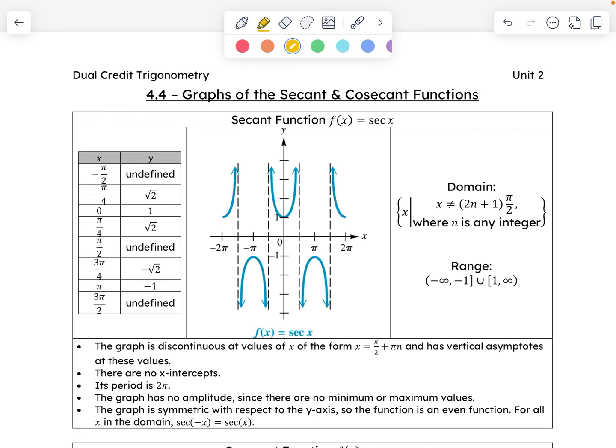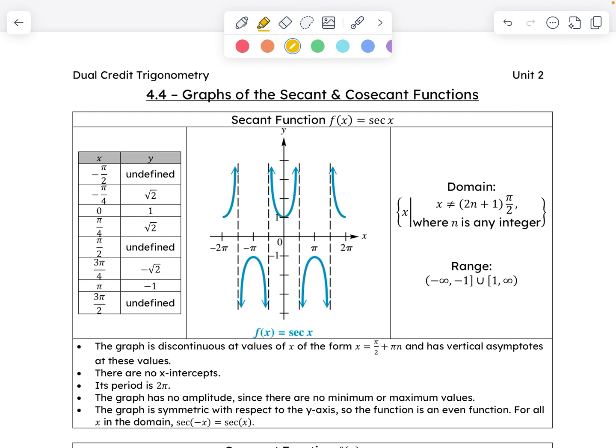Hey guys, today we're looking at 4.4, which is the graphs of the secant and cosecant function. We've talked about sine and cosine, we've talked about tangent and cotangent, and now it's time for secant and cosecant. The secant and cosecant are reciprocals of the sine and cosine functions, so you can see that the graphs kind of look like they're the opposite of the sine and cosine waves.